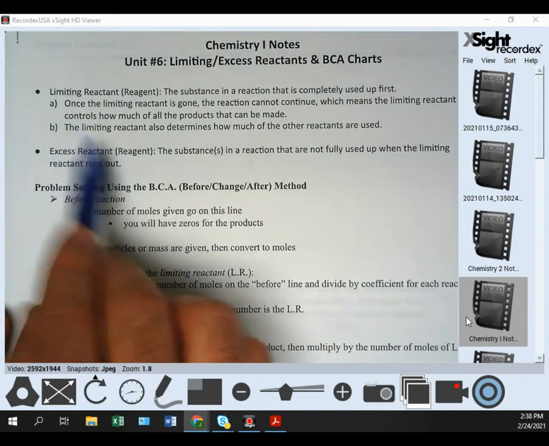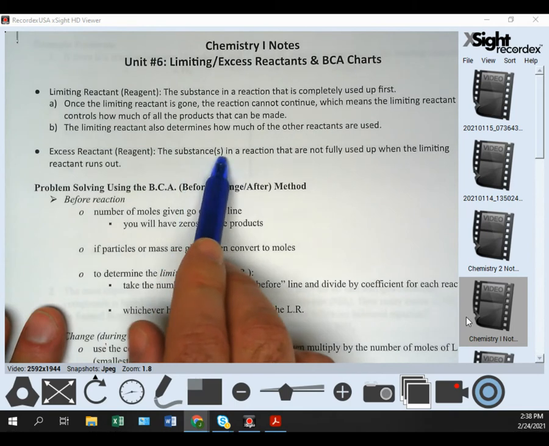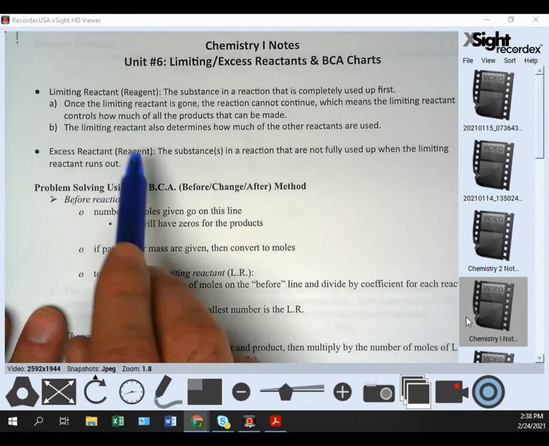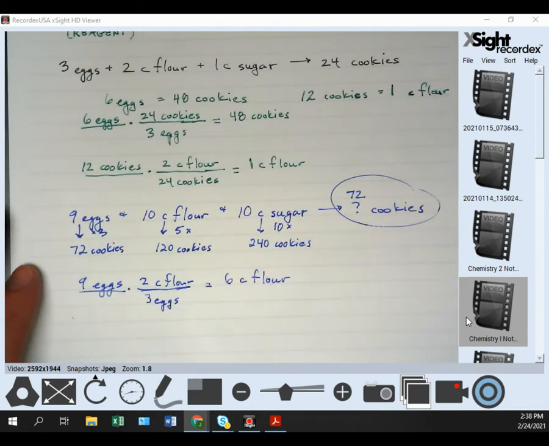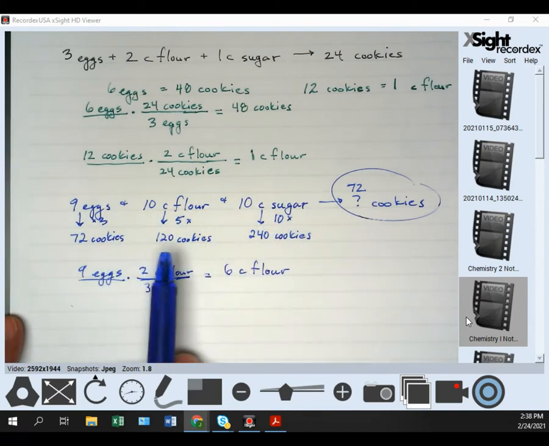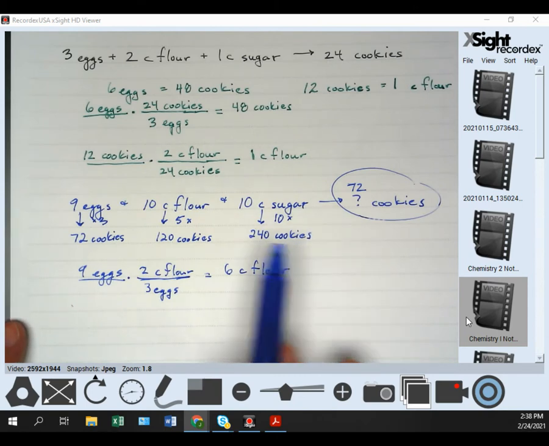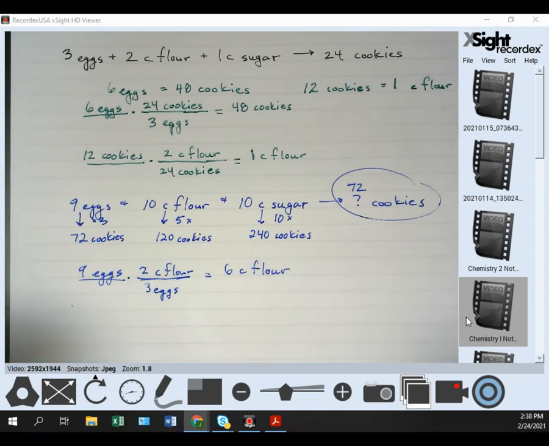The excess reactant or excess reagent is the substance or substances in a reaction that are not fully used up when the limiting reactant runs out. So in our burning wood example, that would be the oxygen. We had more than enough. In our recipe example, what would the excess reactants be? Flour and sugar, the things that we had left over after it stopped. Everybody good concept-wise? Questions?